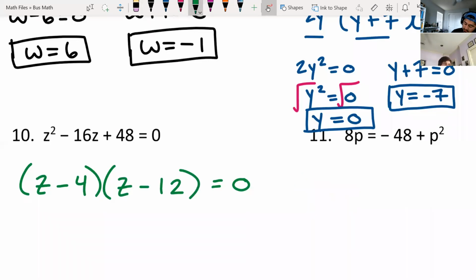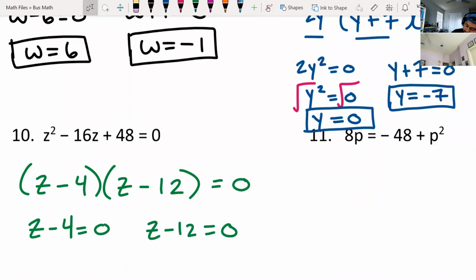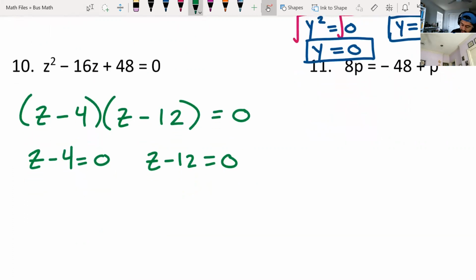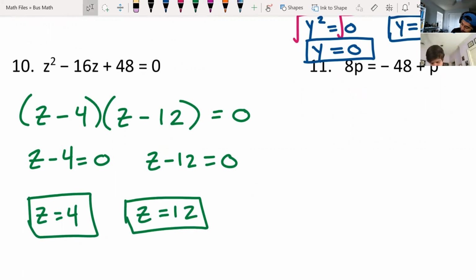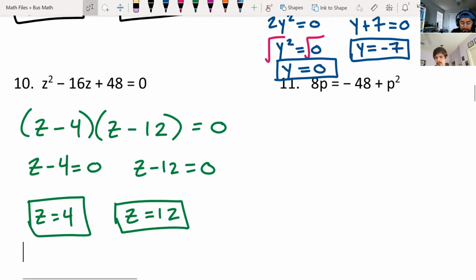Okay. So here, you'll get z minus 4 equal to 0. Z minus 12 equal to 0. And you'll get z equals 4 and z equals 12. Okay, not bad.